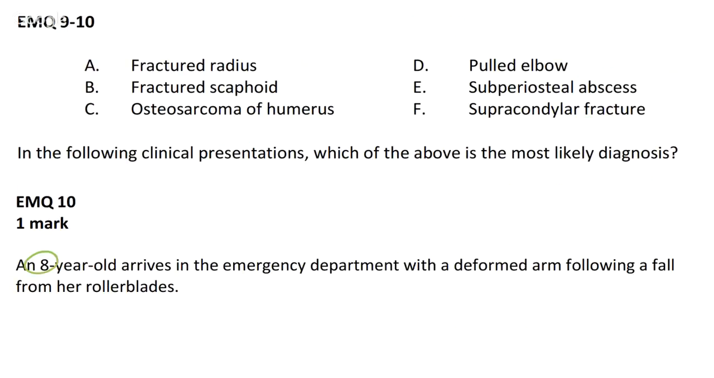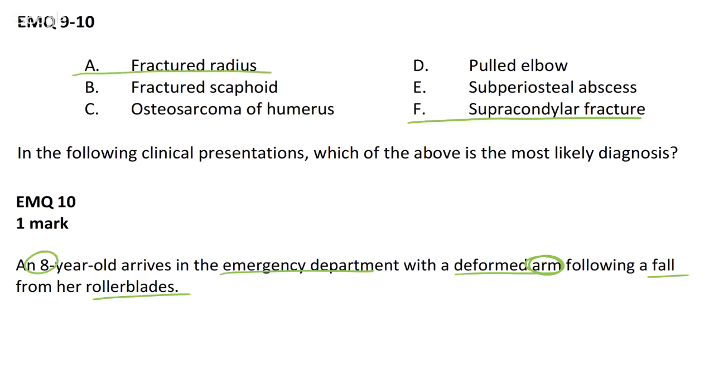All right. So next one, we have an 8-year-old. He's come to the ED with a deformed arm. Okay, important: fall from the rollerblade. So what do you think they have? Okay, so we have one option. What else could it be?